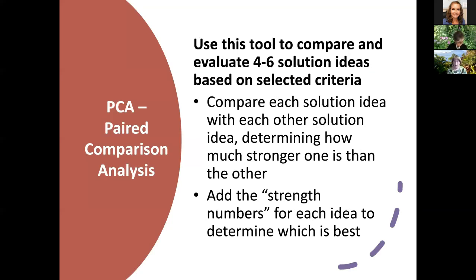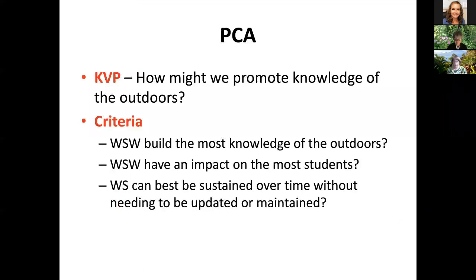So what you will do is compare each solution idea with each other solution idea and determine how much stronger one is than the other. And then you will add the strength numbers for each idea to determine which is best or what the rank order would be. So here's the key verb phrase or the action goal. How might we promote knowledge of the outdoors for students?